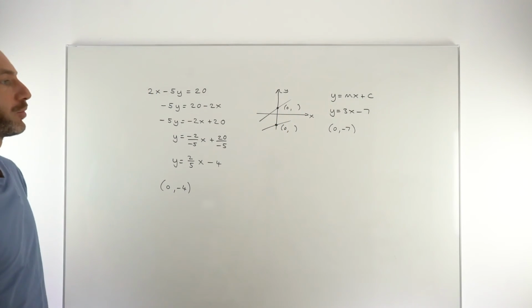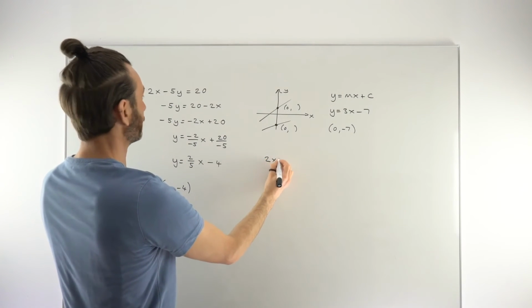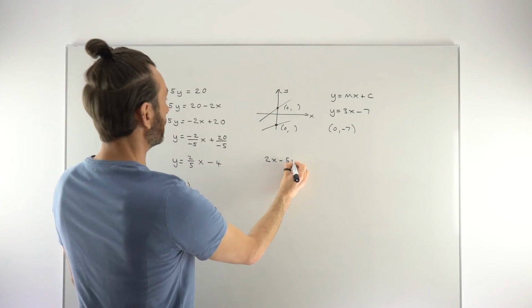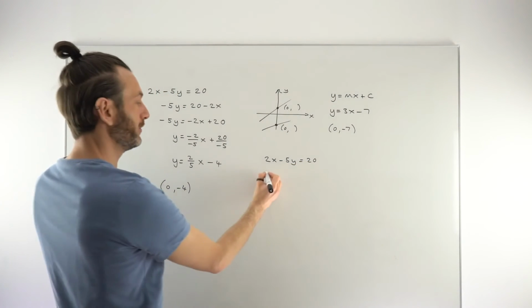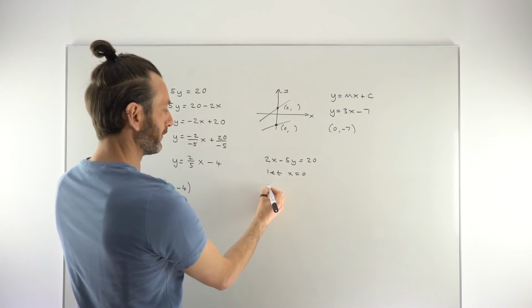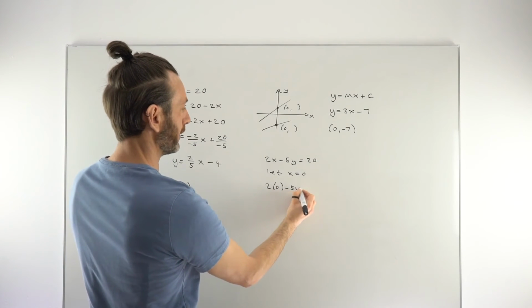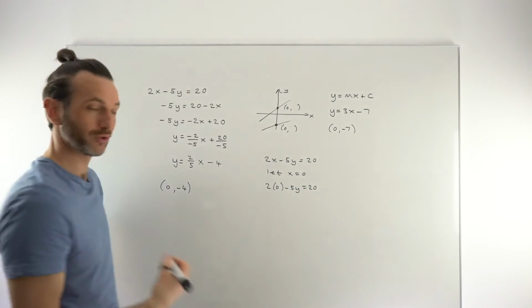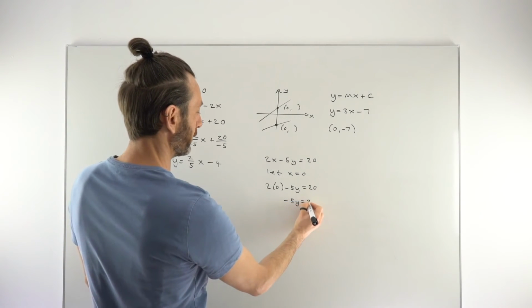So we can do this problem in a different way, by just going back to the original equation. This is actually far more efficient. If we're trying to find the y-intercept, we know that the x-coordinate is 0, so we're just going to let the x equal 0. So that's then going to give us 2 times 0 minus 5y equals 20. 2 times 0 is just 0, so that just eliminates to give us just minus 5y equals 20.